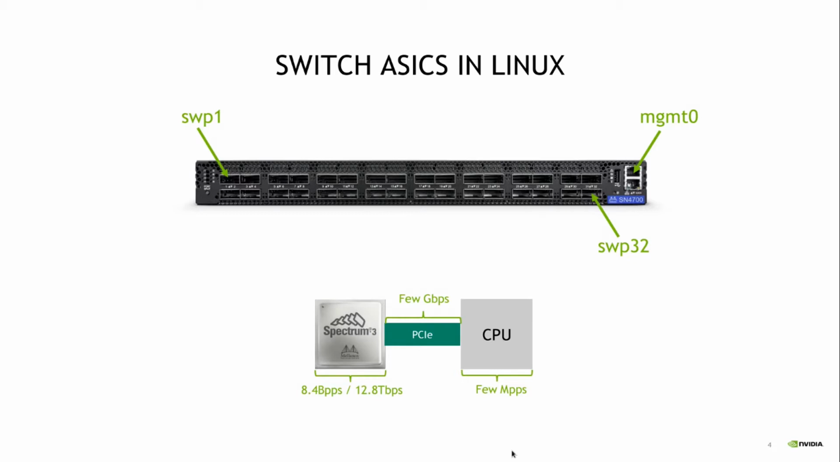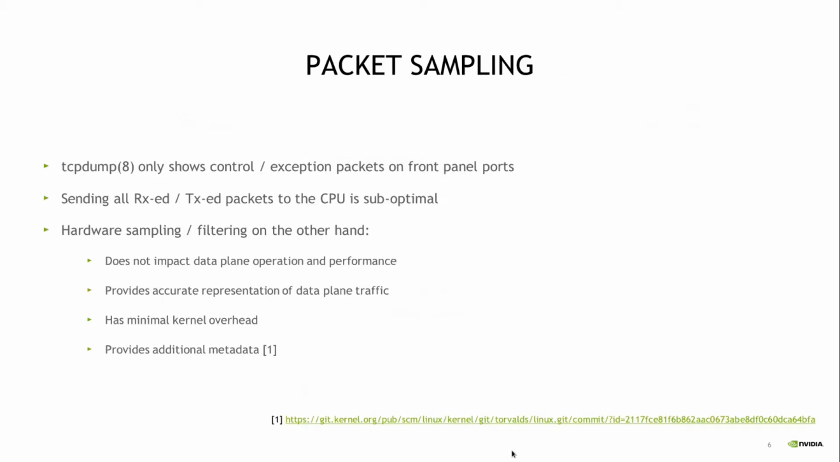Packets that are forwarded between the front panel ports are forwarded by the switch ASIC. And as such, they are invisible to the host CPU. They do not traverse the PCI bus. So while we get a huge increase in performance by using this ASIC, we also get a very severe degradation in observability compared to a CPU-based solution, compared to a software switch. The next few slides are going to talk about two mitigations for this observability problem.